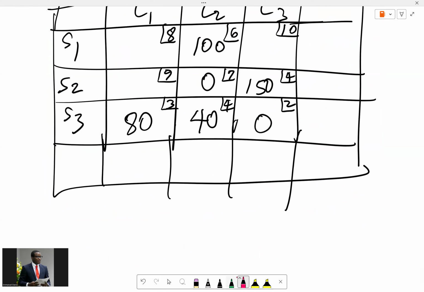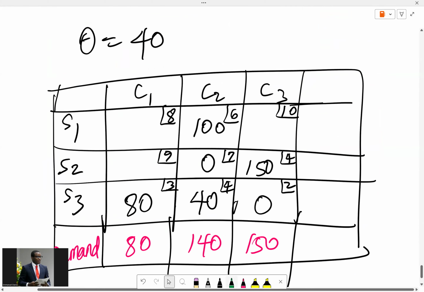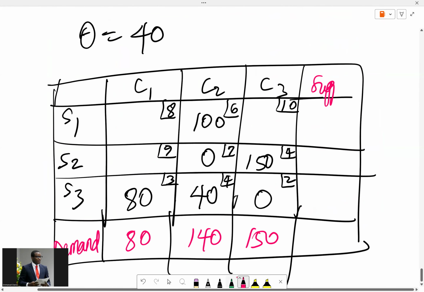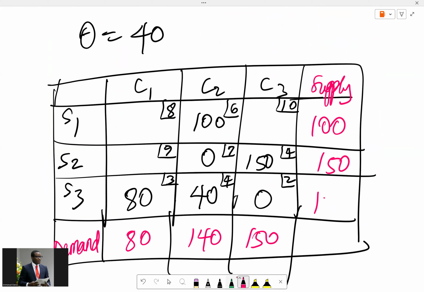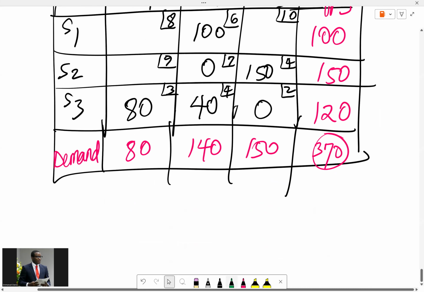So you want to check to be sure everything is still in order. So look at the demand side. You have 80, you have 140, you have 150. So that's what it started out with. Then look at the supply side. You have 100, you have 150, and you have 120. That is still what we started with, right? So everything still adds up to 370. So we are good. So the next thing is you want to calculate the cost.